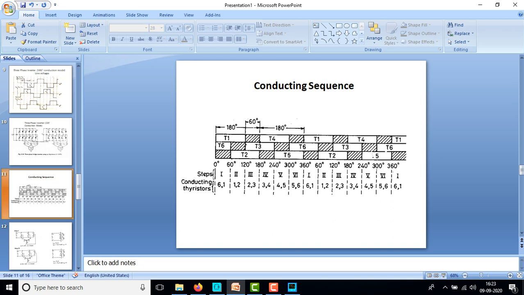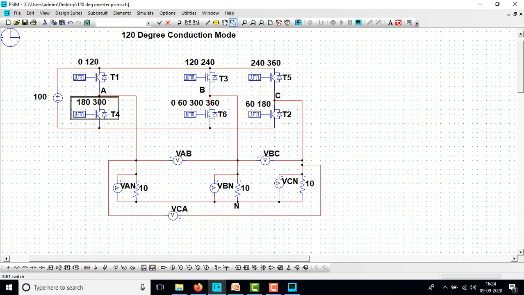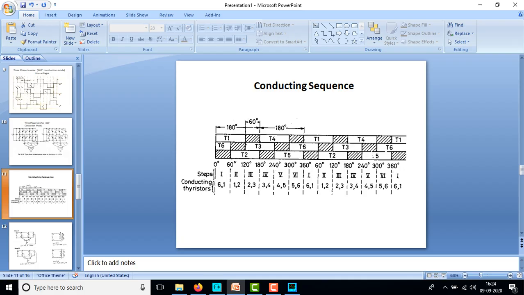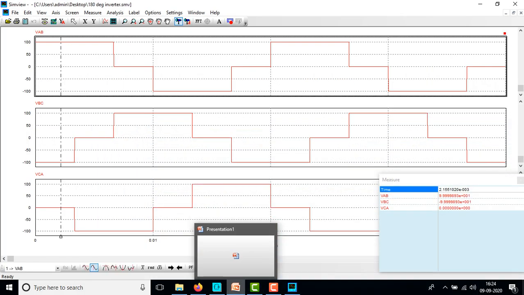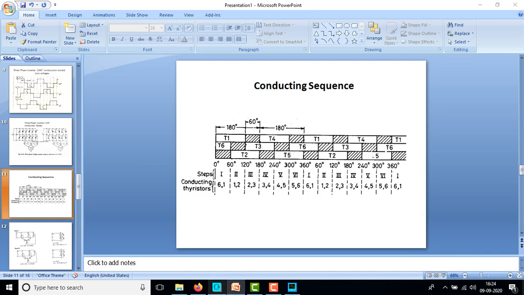Similarly for the second phase, 120 to 240 for the T3 SCR, and the T6 SCR will conduct for 0 to 60 and 300 to 360. So T3 is 120 to 240 and T6 is 0 to 60 and 300 to 360. Likewise for the third phase, T5 will conduct from 240 to 360 and T2 from 60 to 180.